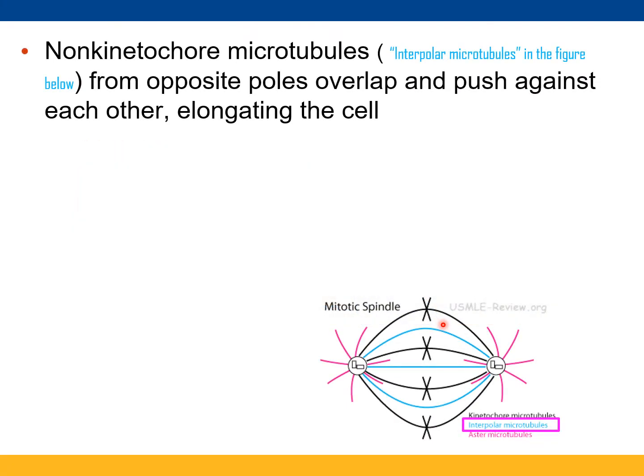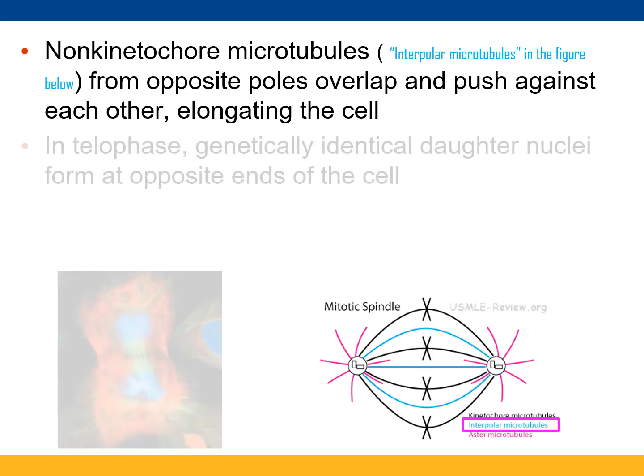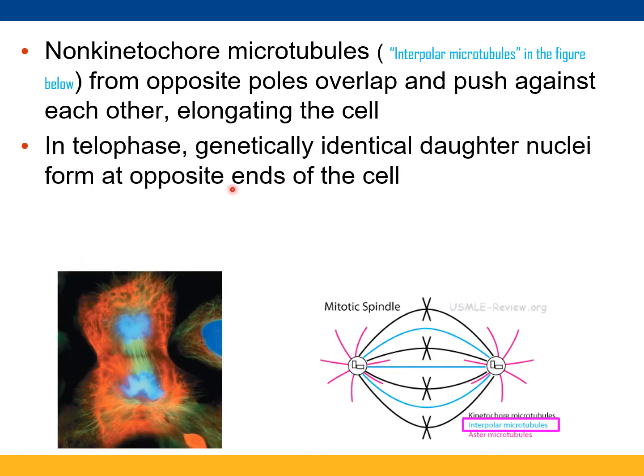On the other hand, those interpolar microtubules are not getting depolymerized by the kinetochores because they're not hooked up to the kinetochores. In the opposite way, they are actually pushing. They seem to be involved in the pushing of these asters away from each other. So if anything, they're actually getting longer and generating a pressure motion to push these mitotic asters away from each other. And that's what leads us into telophase.